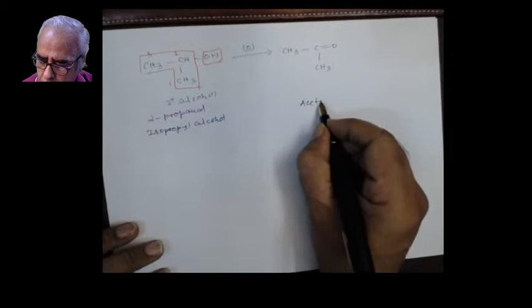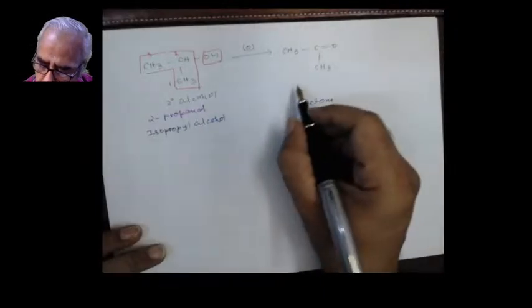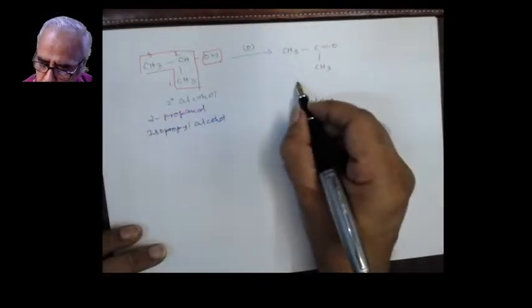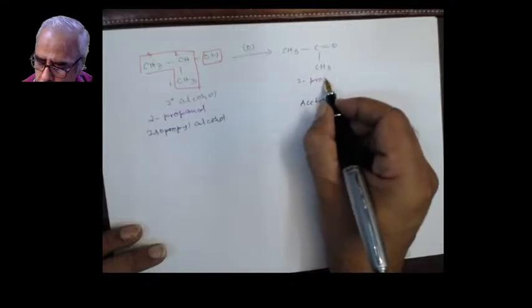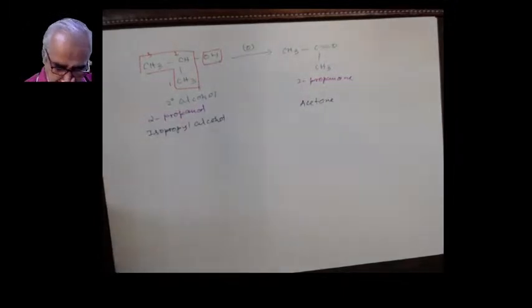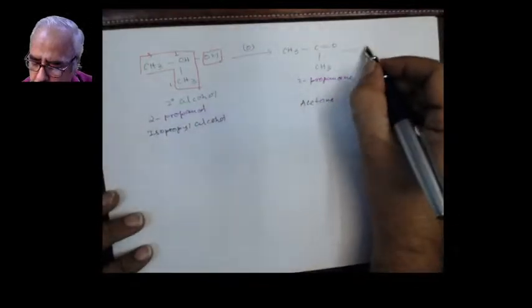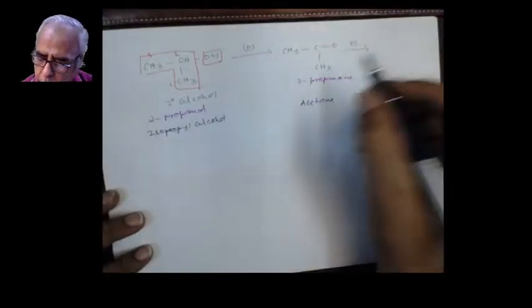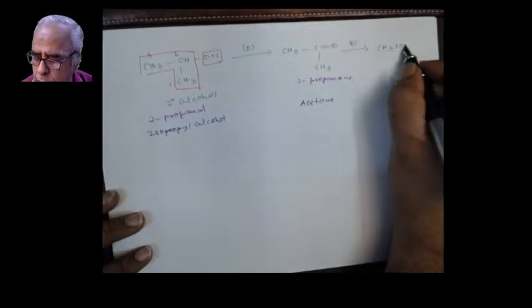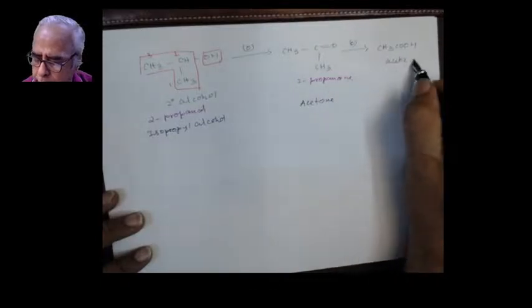Acetone is the common name, and the IUPAC name is propanone. Now on further oxidation we get carboxylic acid with less number of carbon atoms. So we get CH3COOH only. And this you know, which is nothing but acetic acid or ethanoic acid.